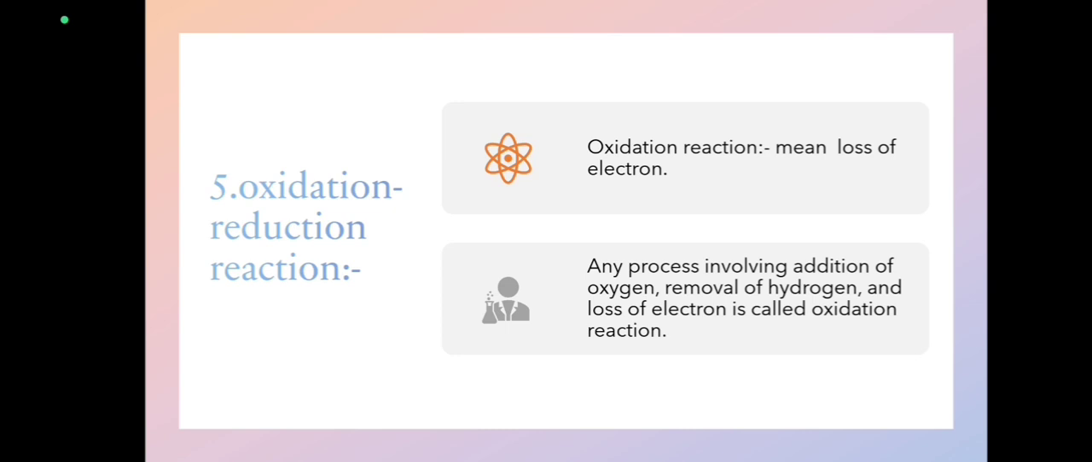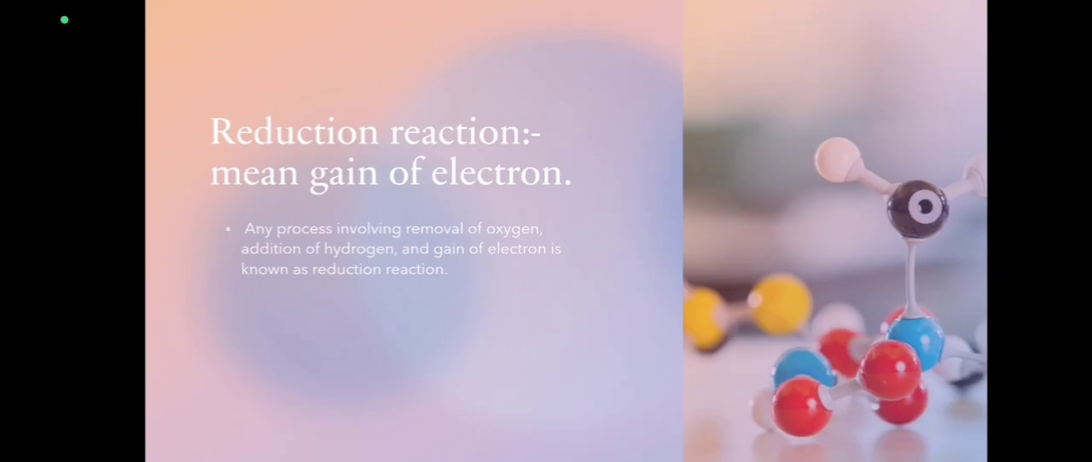Next is oxidation reduction reactions. Any process involving addition of oxygen, removal of hydrogen and loss of electrons is known as oxidation. Oxidation means loss of electrons and reduction means gain of electrons. Oxidation is the reverse of reduction. Oxidation means addition of oxygen and reduction means removal of oxygen. Oxidation means removal of hydrogen and loss of electrons; reduction means addition of hydrogen and gain of electrons. It is a reduction reaction.